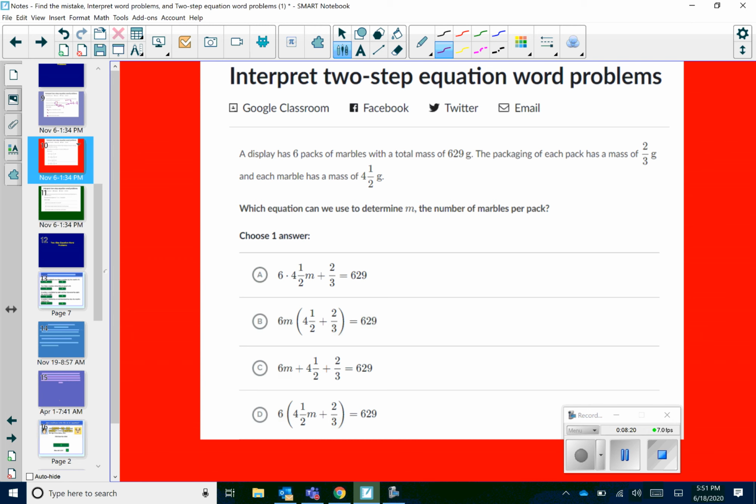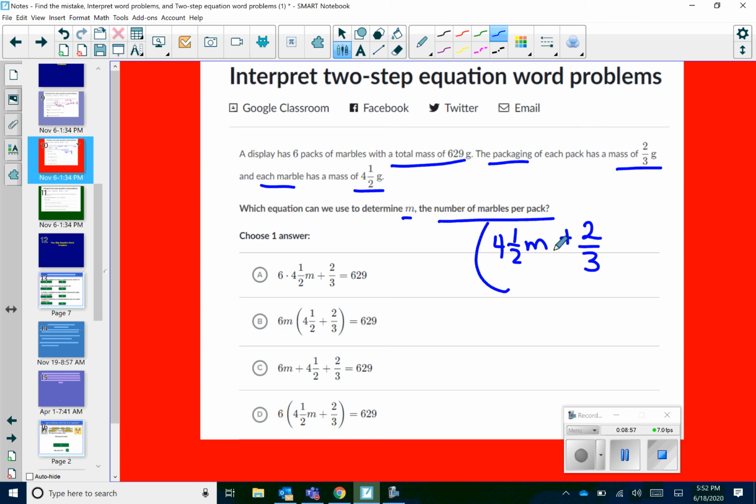A display has 6 packs of marbles with a total mass of 629 grams. The packaging of each pack has a mass of 2/3 grams, and each marble has a mass of 4 1/2 grams. Which equation can be used to determine M, the number of marbles per pack? Well, each marble is 4 1/2 grams, so that would be 4 1/2 times the number of marbles, plus 2/3 grams for the package. So for 1 pack of marbles, it would be 4 1/2 M plus 2/3.